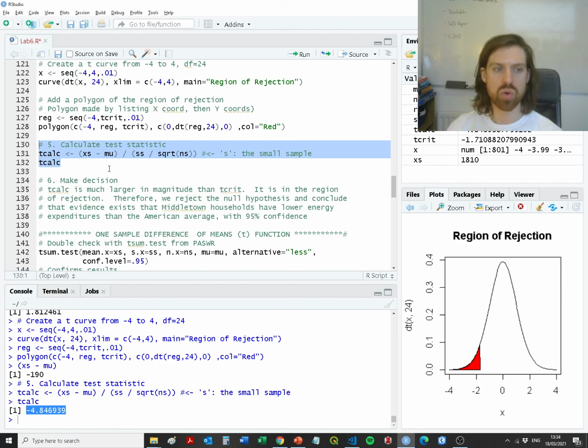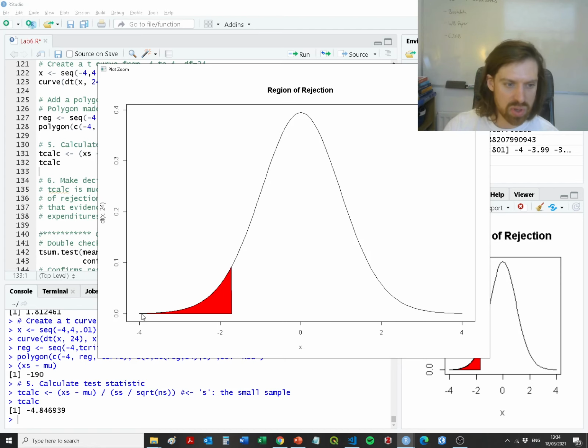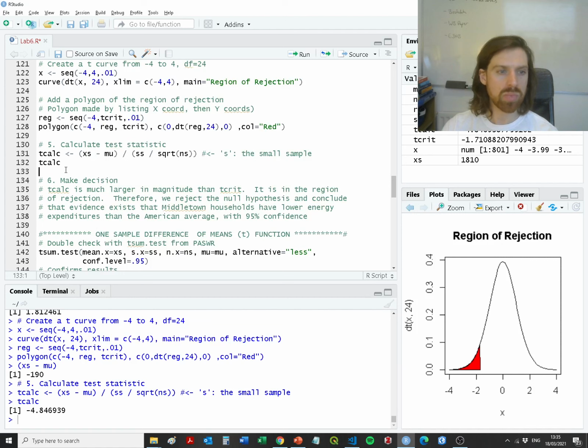4.846939. Okay, so again, very much in our zone of rejection for the null hypothesis. So this time we will be somewhere over here just by the y-axis. As a consequence, we're in the zone of rejection, therefore we reject the null hypothesis and conclude that evidence exists that in our fictional town, Middletown, the household residents have lower energy expenditures than the American average at that 95% confidence level.